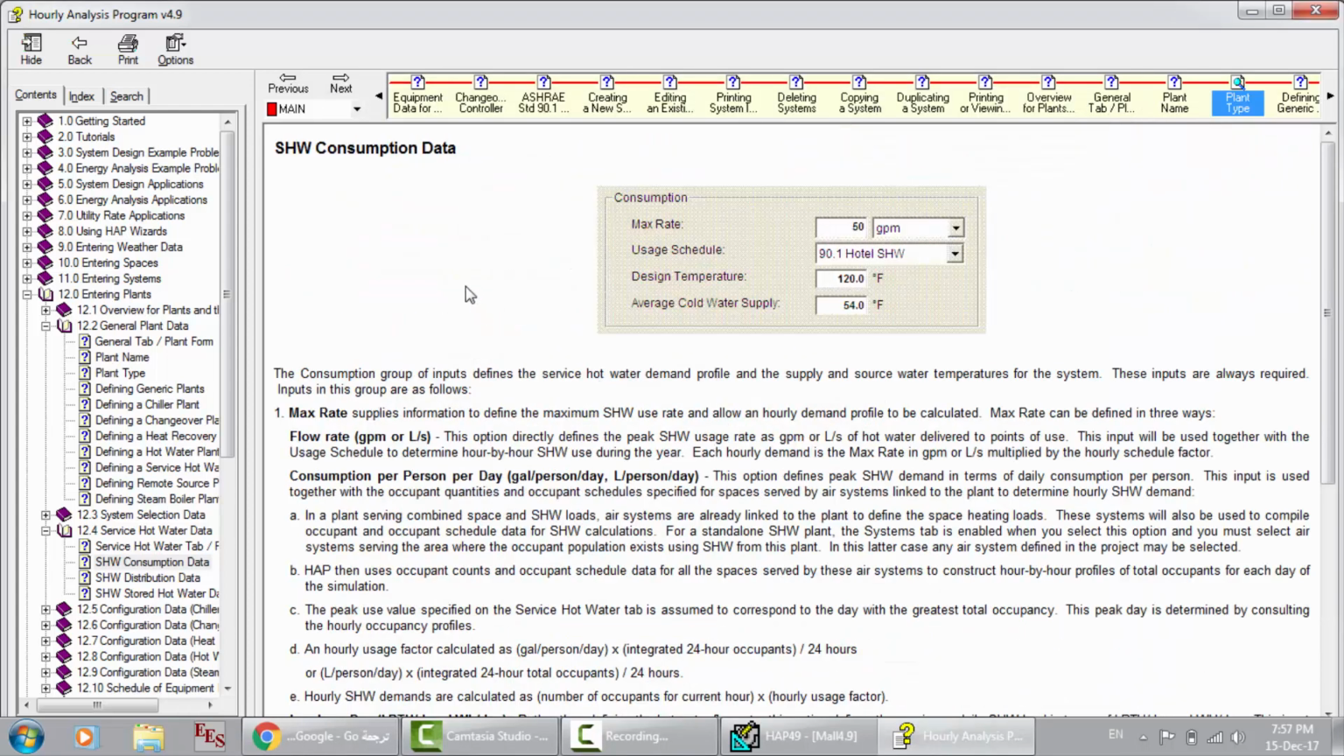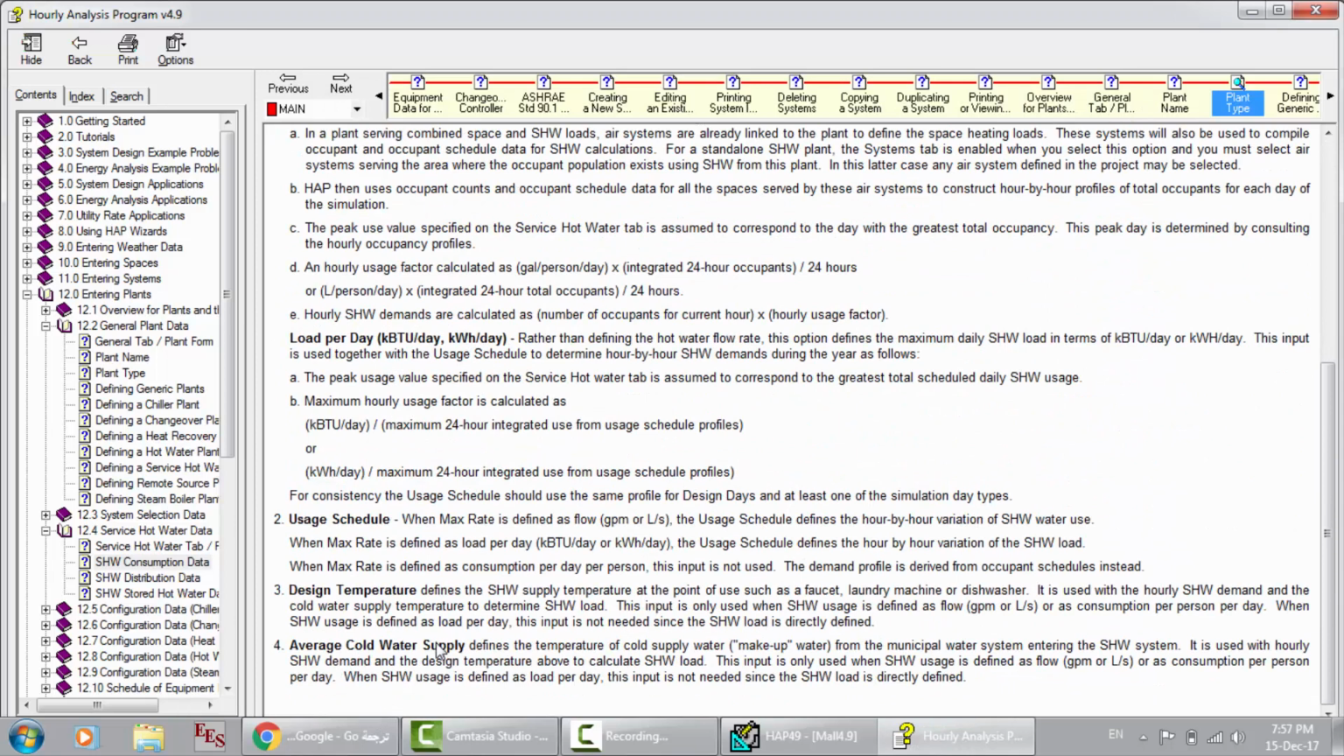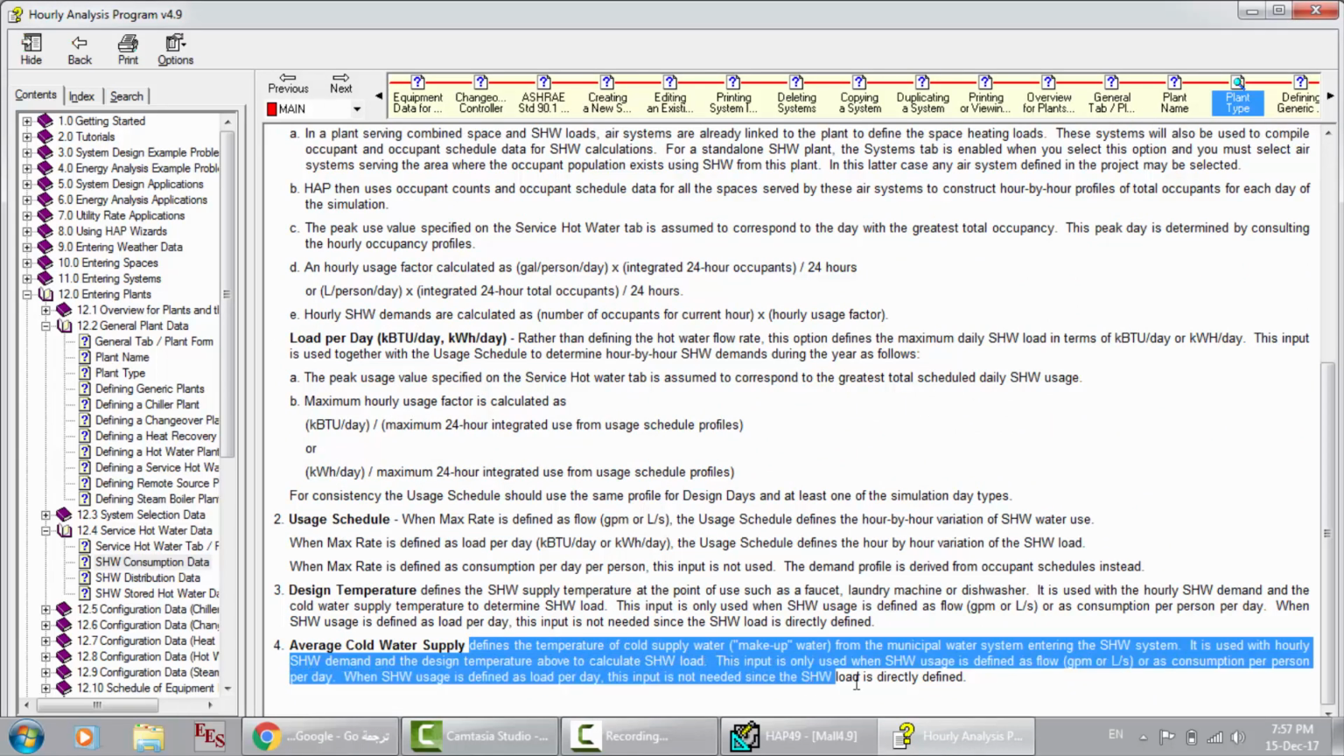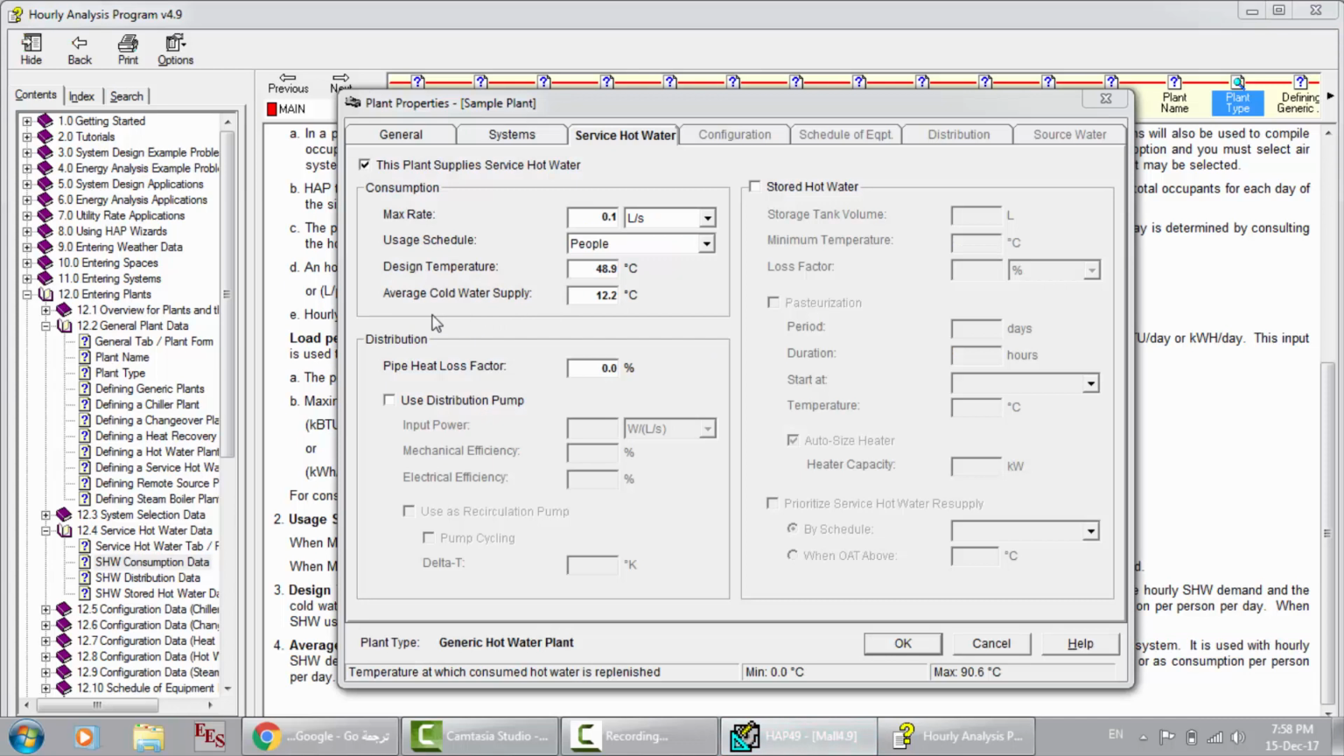What is it? The average cold water supply defines the temperature of cold supply makeup water from the municipal water system entering the SHW system. It is used with hourly SHW demand and the design temperature above to calculate SHW load. Okay, so after that we have here the distribution.